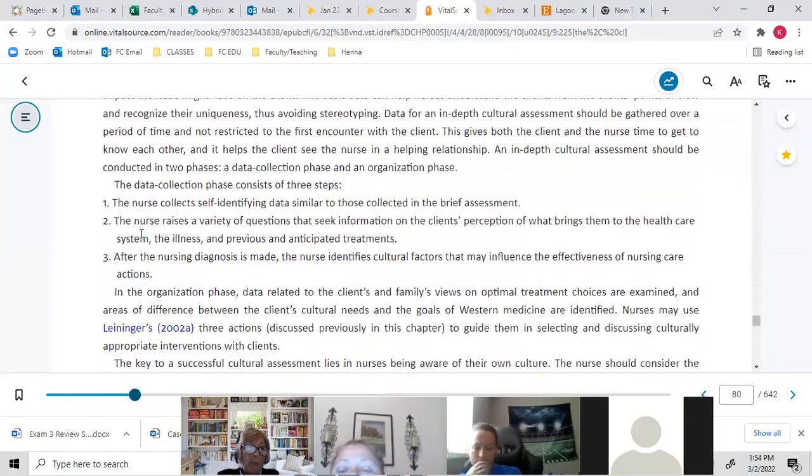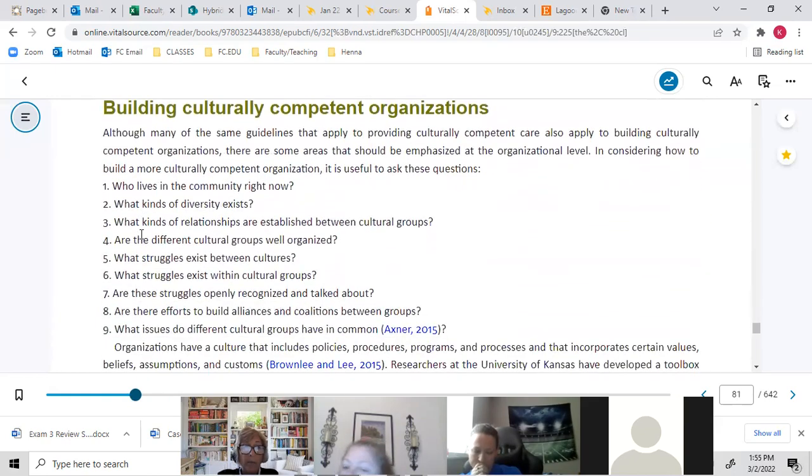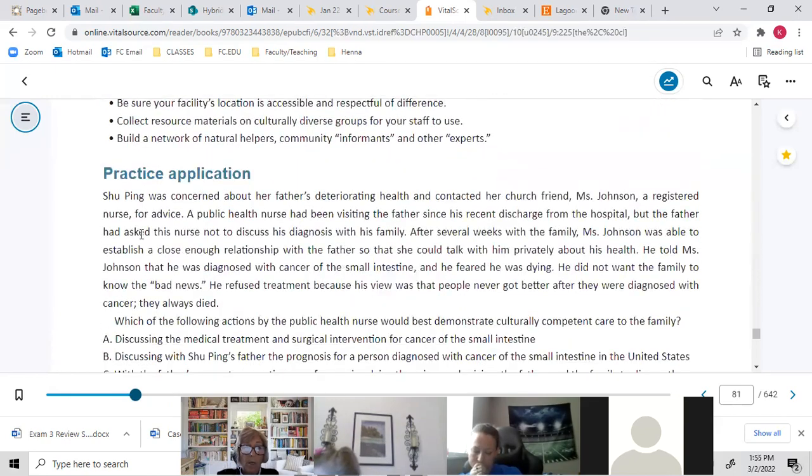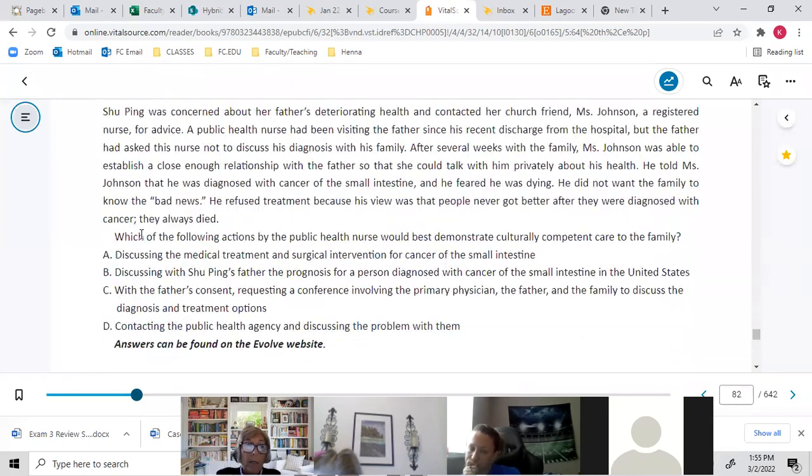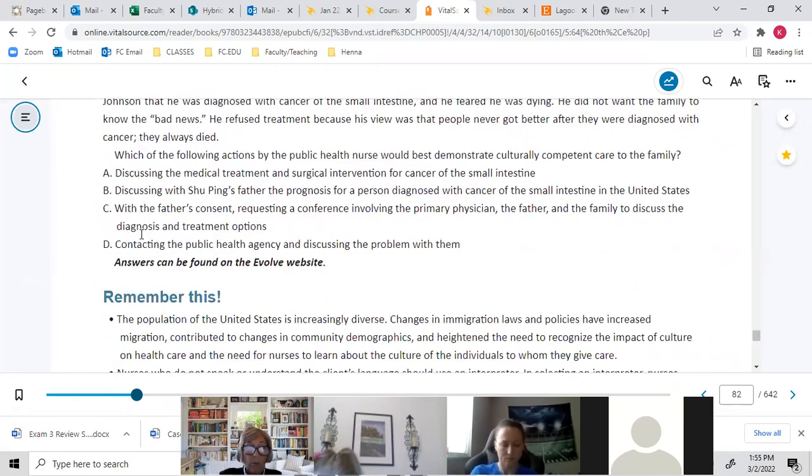And then the last part of this talks about how to do a cultural assessment. Okay. And I think that the information provided on the few slides in the PowerPoint about how to do a cultural assessment is accurate enough. There's enough information in those PowerPoint slides that I'm not sure you need to go back and review this section, but that's up to you.